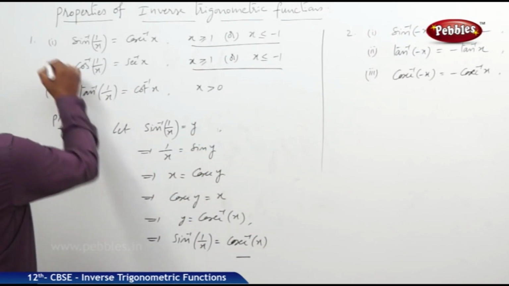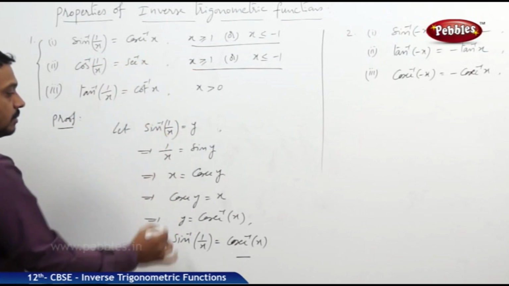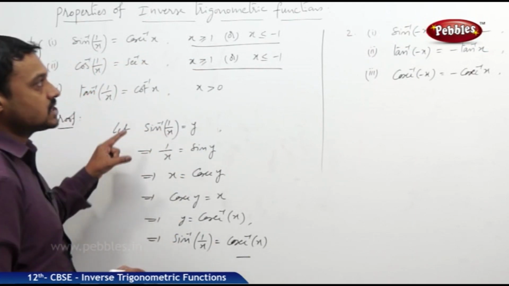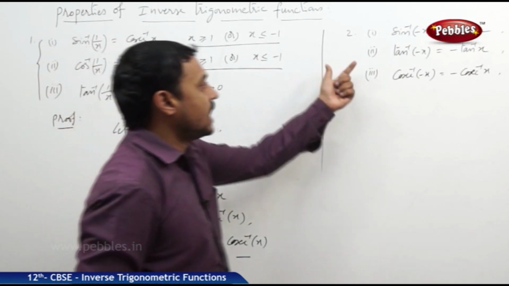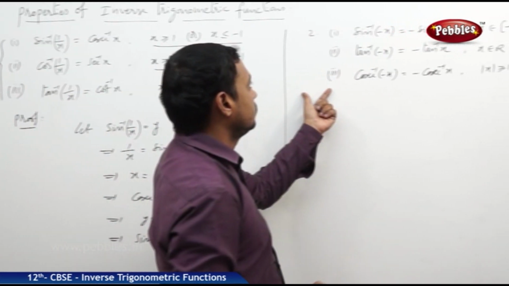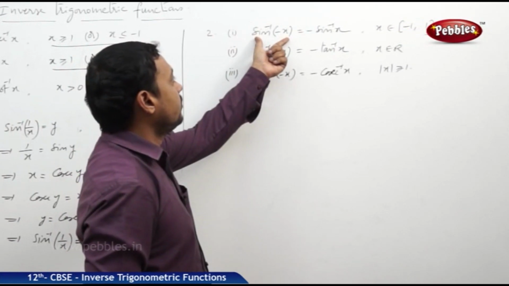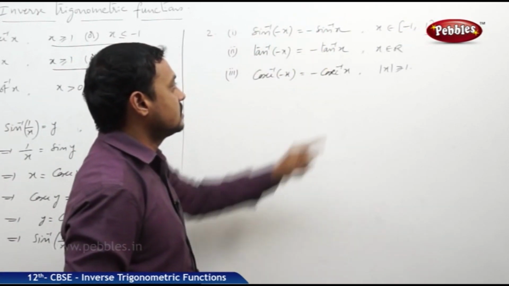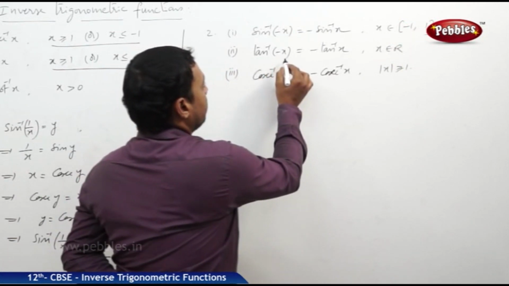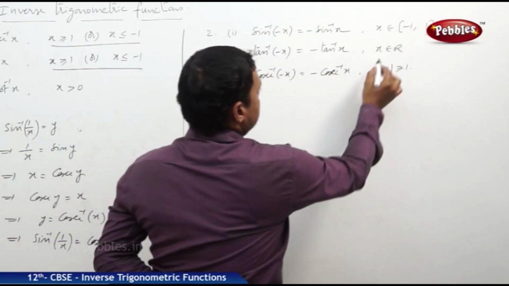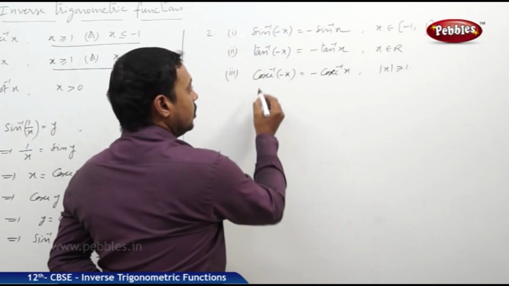So, the three statements can be proved in a similar way. Now, this is the first property of inverse trigonometry. Next, there is another property, the second one. Sin inverse of minus x is equal to minus sin inverse x for every x belonging to minus 1 to 1. And tan inverse of minus x is equal to minus tan inverse x for every x belonging to R.